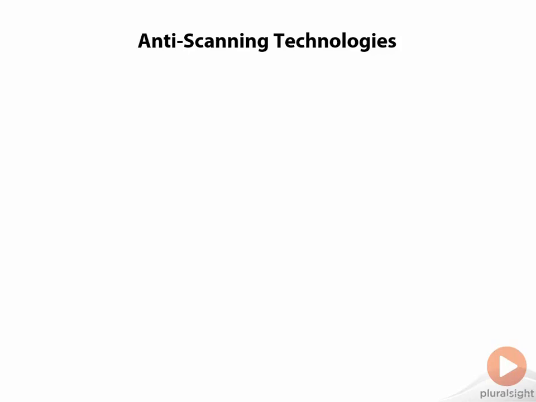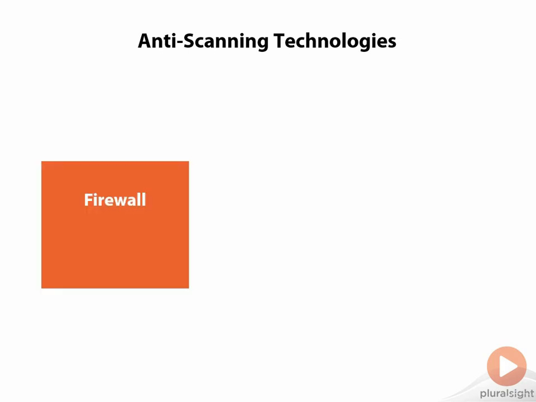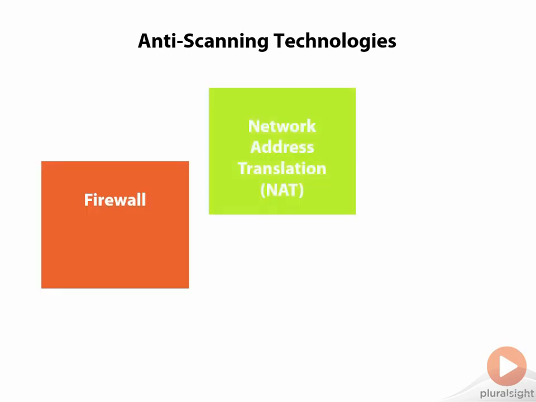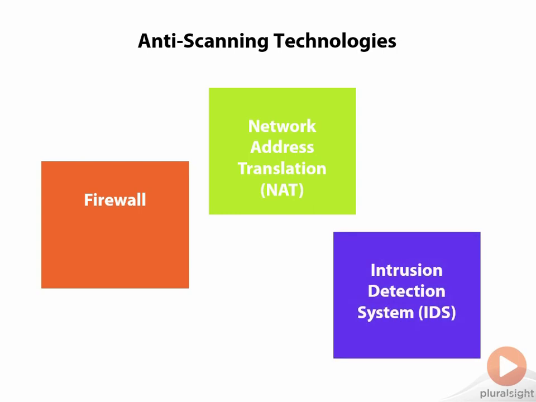There are 3 technologies that can provide frustration for our scanning efforts: firewalls, network address translation, and intrusion detection systems. All 3 of these are pervasive in today's environment, and you can't swing a Cat5 cable before you run into at least one of them. We'll discuss each and how they can affect your results.